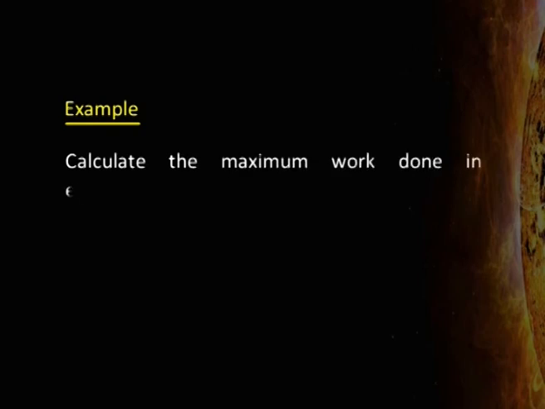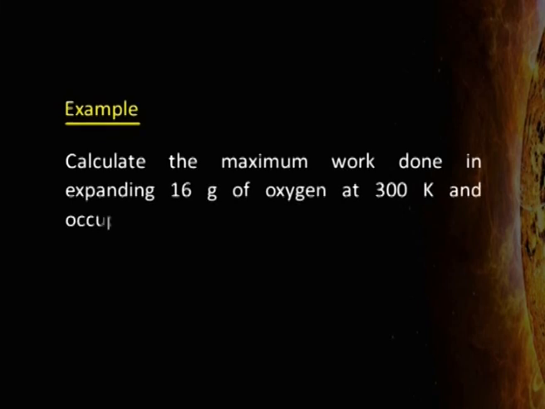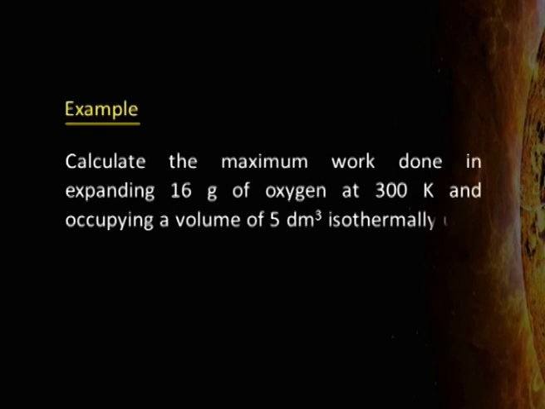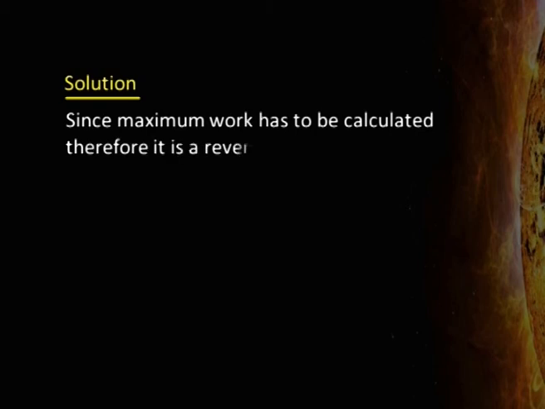There is an example to understand the difference between the work done in reversible and irreversible expansion. Calculate the maximum work done in expanding 16 grams of oxygen at 300 Kelvin and occupying a volume of 5 decimeter cube isothermally until the volume becomes 25 decimeter cube. Since maximum work has to be calculated, therefore, it is a reversible process.